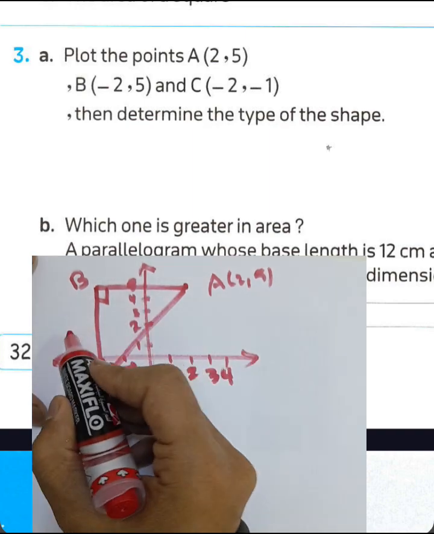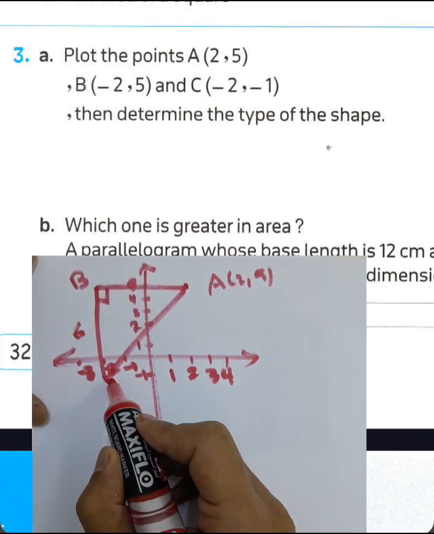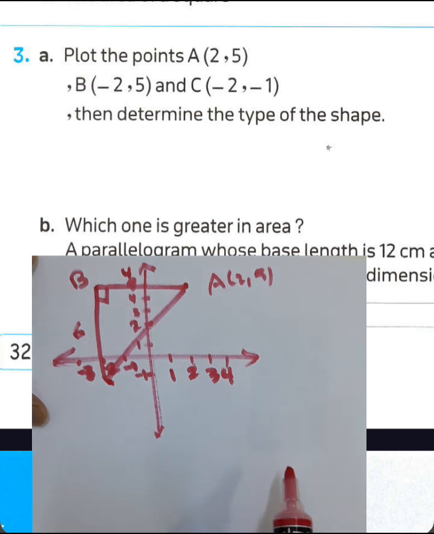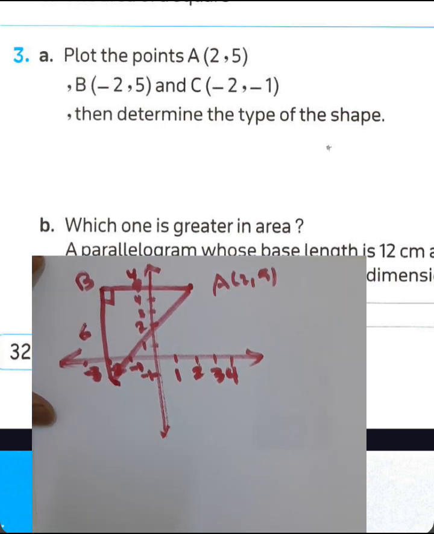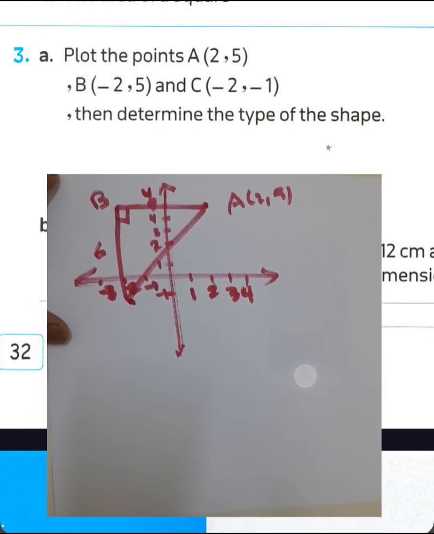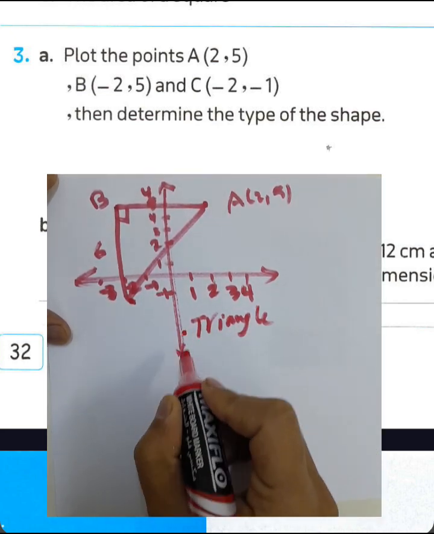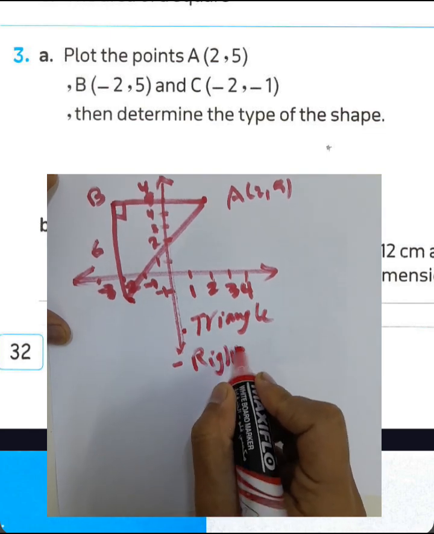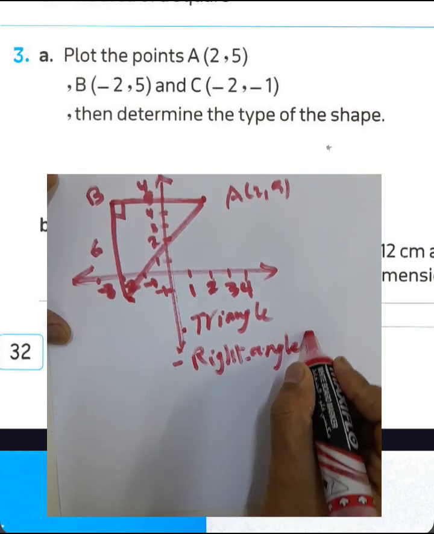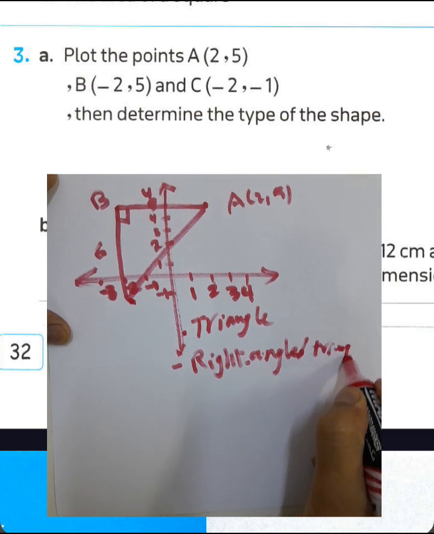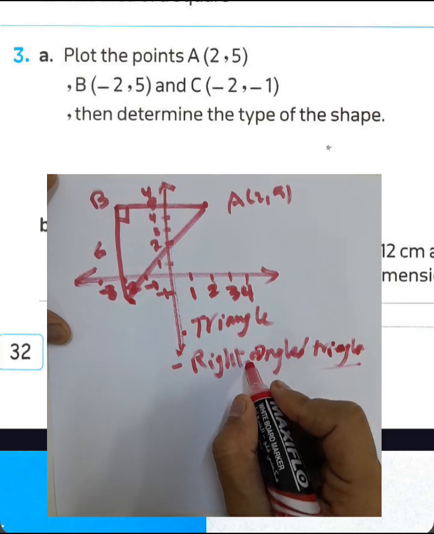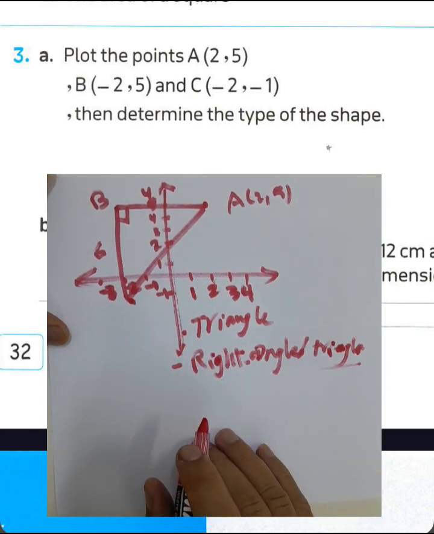From negative 1 to 5 we have 6 units here, and from negative 2 to 2 it will be 4 units. Then you want to find what here, what's the type of this triangle. We can write this triangle is a right angle triangle. Okay, the shape was a triangle, and the type of this triangle is a right angled triangle. Right angle triangle. Okay, it was letter A.